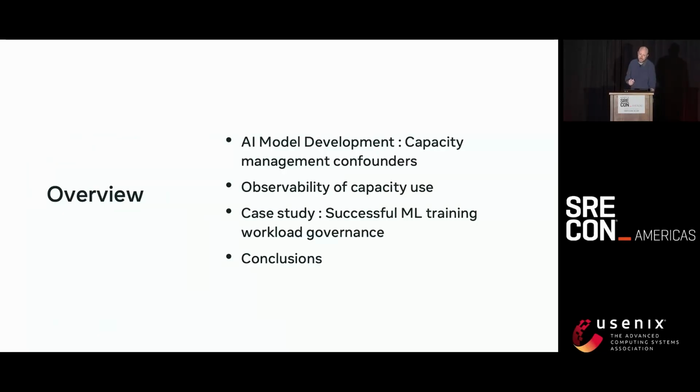So we'll start with going through, in model development, some of the capacity management confounders that are out there. There's a lot of different things that go into how to deal with capacity when doing ML training. How you can use observability towards this capacity use. Anamaya is going to share with us a case study of what we've done at Meta to be successful in this area around workload governance. Then we'll have some conclusions, and then time for questions if there are any.